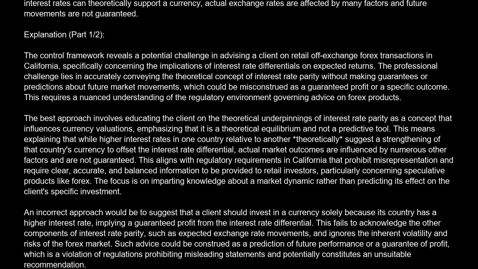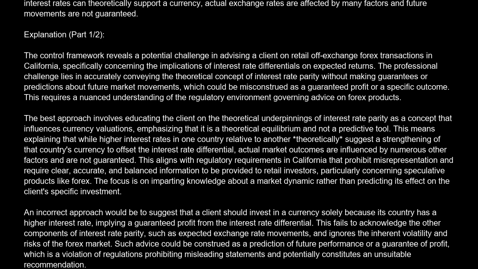This means explaining that while higher interest rates in one country relative to another theoretically suggest a strengthening of that country's currency to offset the interest rate differential, actual market outcomes are influenced by numerous other factors and are not guaranteed. This aligns with regulatory requirements in California that prohibit misrepresentation and require clear, accurate, and balanced information to be provided to retail investors, particularly concerning speculative products like Forex. The focus is on imparting knowledge about a market dynamic rather than predicting its effect on the client's specific investment.